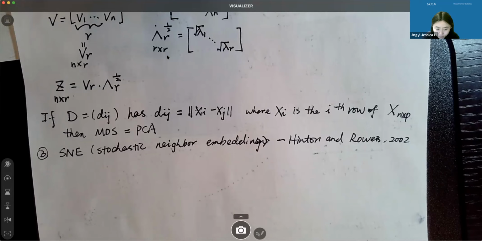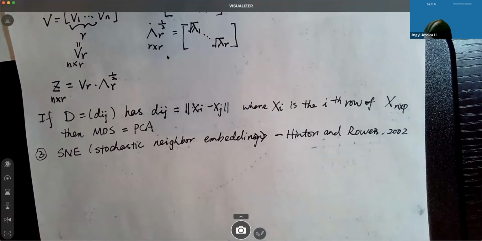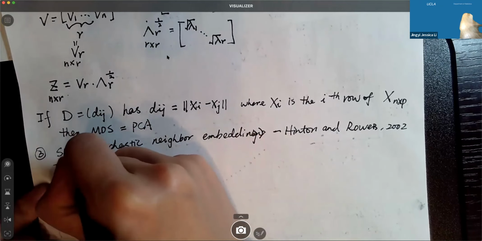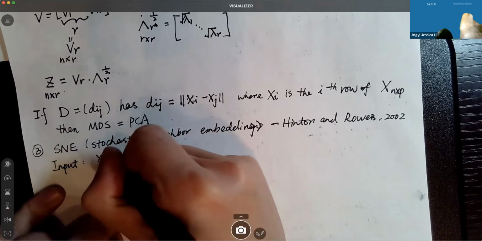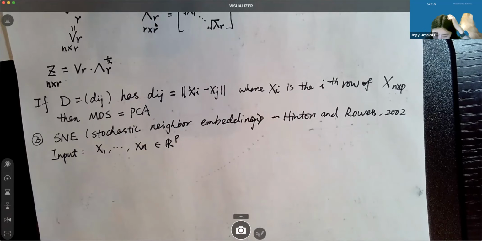Okay, so here the perspective is different from the MDS. In the MDS, you want to preserve the input distance. And here you want to preserve a local pairwise density. That's what it tries to do. So here the input data are the original feature vectors. So not just the distance matrix, but just like PCA, we need the actual data. And every observation is p-dimensional. Okay, p is a large number.